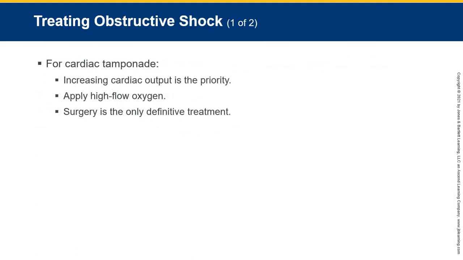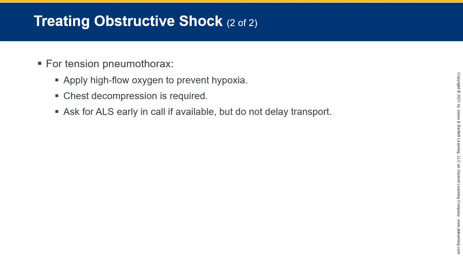For tamponade, this is going to be mainly a doctor thing where they have to actually use ultrasound to put a needle in the pericardial sac to relieve all that fluid. Surgery is going to be the only definitive treatment. Give them high flow O2 and increase the cardiac output as best you can. Same with tension pneumos. High flow O2 is going to be your main treatment.